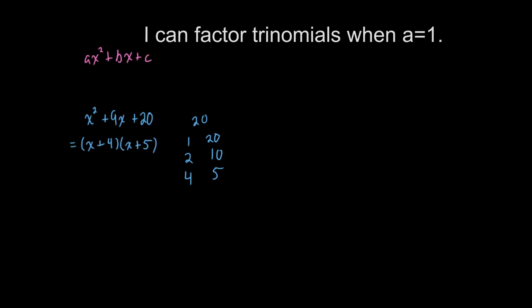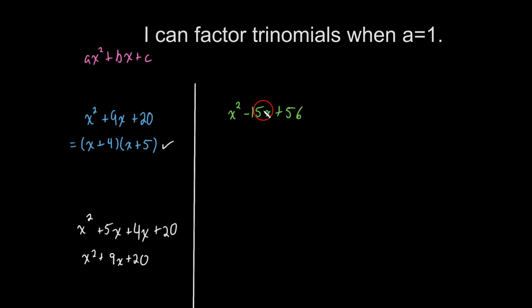So let's go ahead and check our answer. We'll FOIL it again just to see if we come up with the same answer. So x times x gives us x squared, x times 5 is plus 5x, 4 times x is plus 4x, and 4 times 5 is plus 20. Then we combine like terms and we get x squared plus 9x plus 20, which is exactly what we started with. So this is a good answer. Let's look at another example.